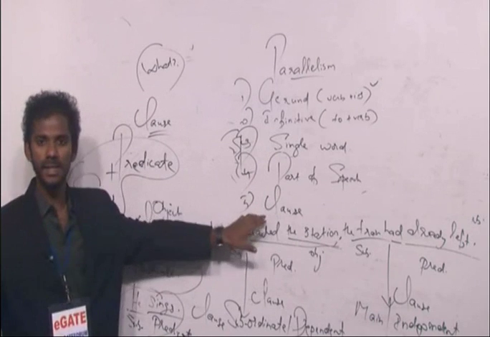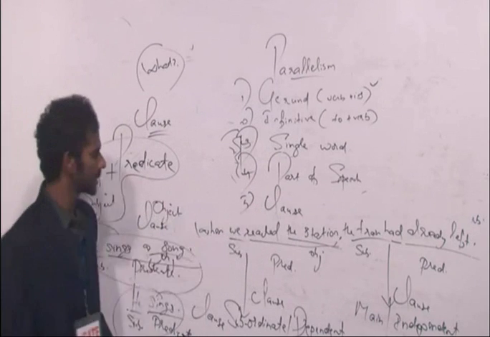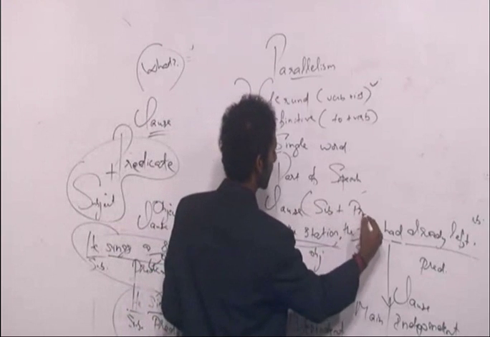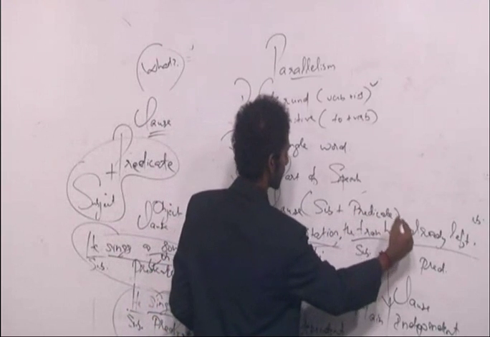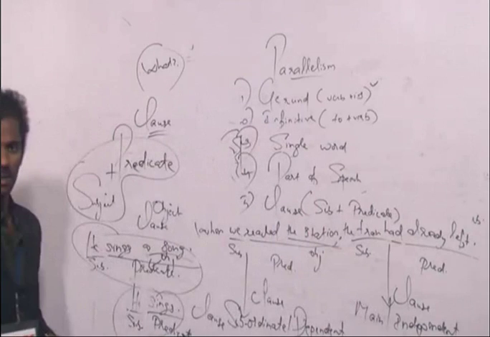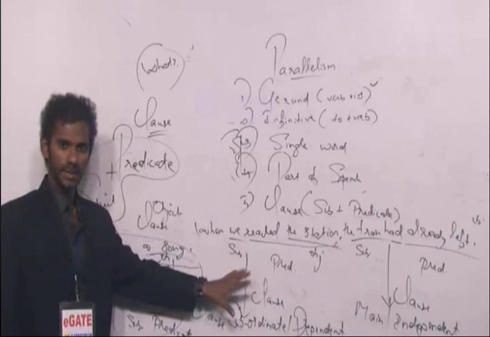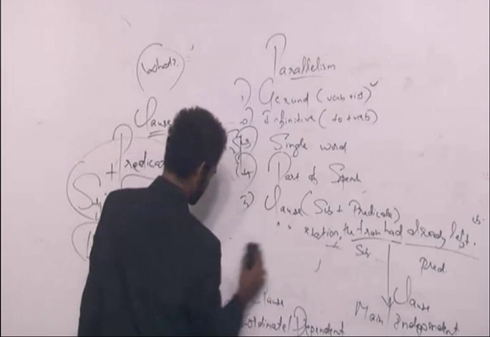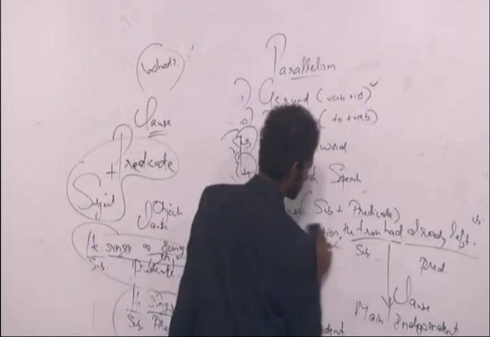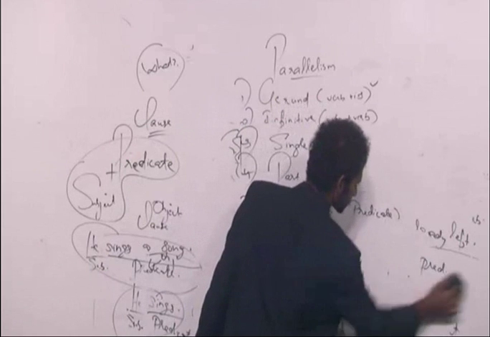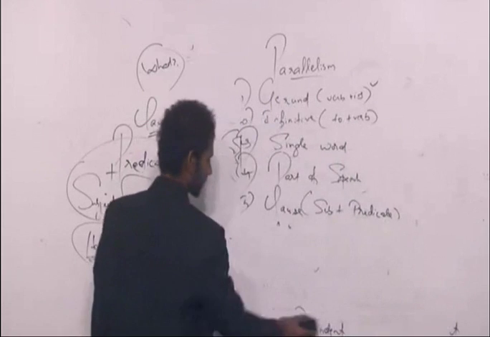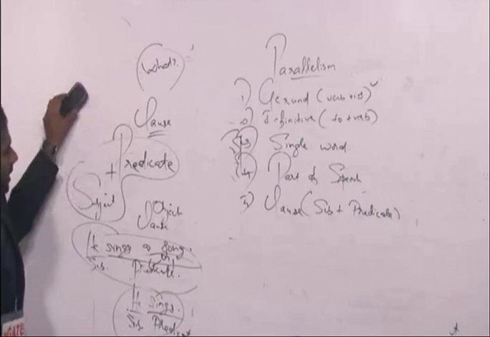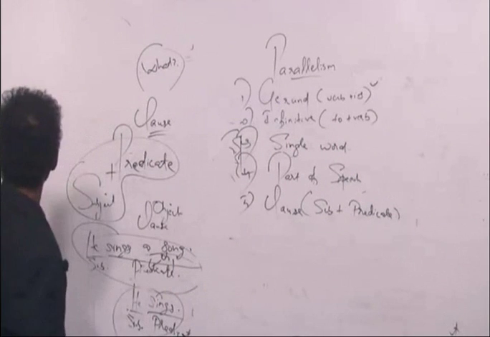So fifth concept is clause. Clause means, as I said, subject plus predicate. Subject plus predicate is termed as clause, right? So I'll rub this part. I'll rub this much. Fine. Now fifth concept, clause.